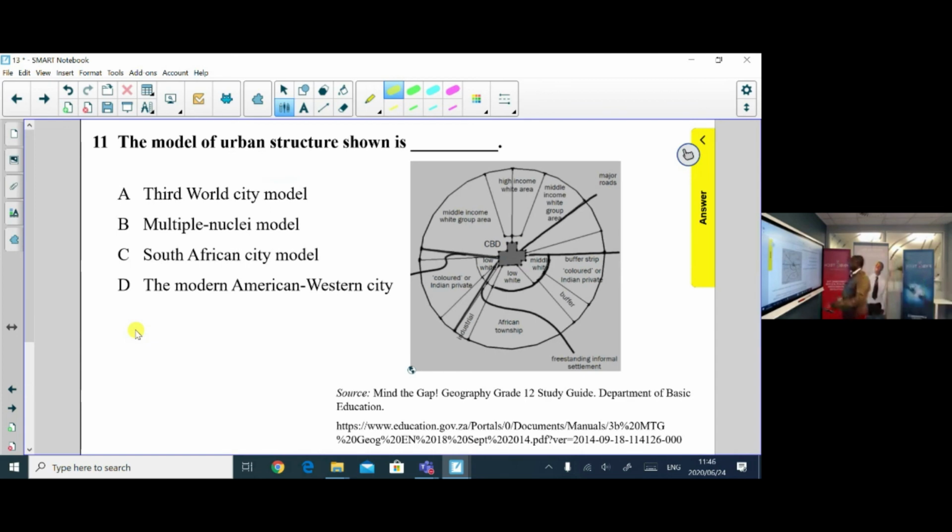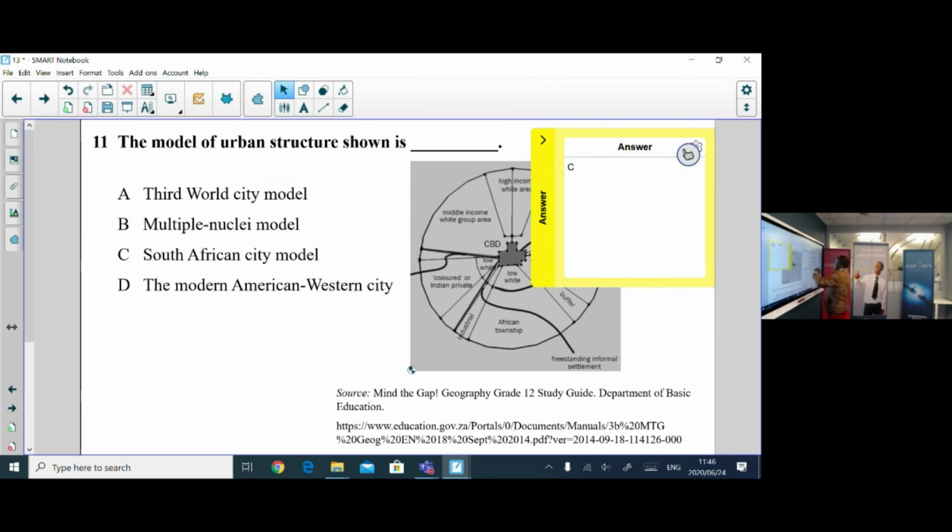I hope we've managed to figure out what is the answer to this question. The model of this urban structure is called, so we talked about race issues here, that when you see race issues, you see that is written white, is written black, colored, and what have you, and there are buffer zones. So obviously this refers to South Africa. So the correct answer here is C, which is the South African model.